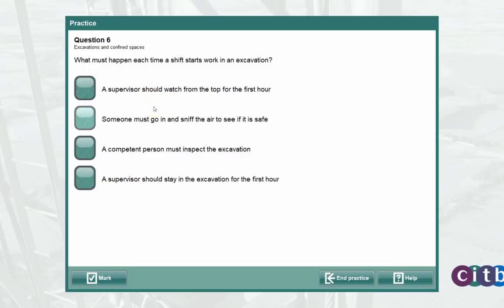What must happen each time a shift starts work in an excavation? A supervisor should watch from the top for the first hour. Someone must go in and sniff the air to see if it's safe. A competent person must inspect the excavation. A supervisor should stay in the excavation for the first hour.